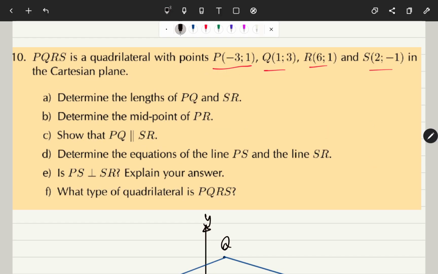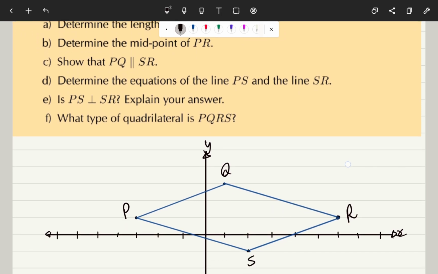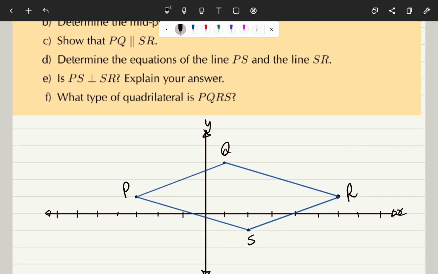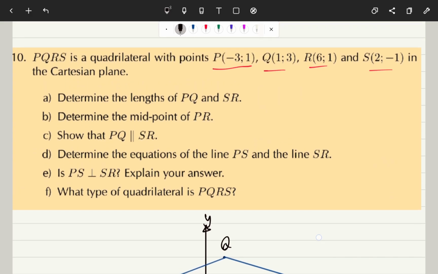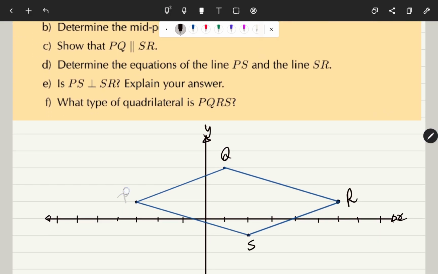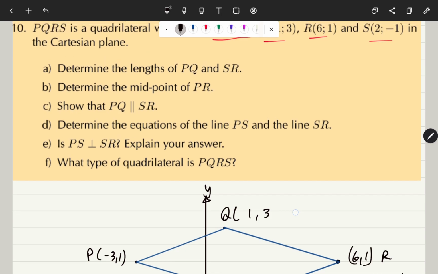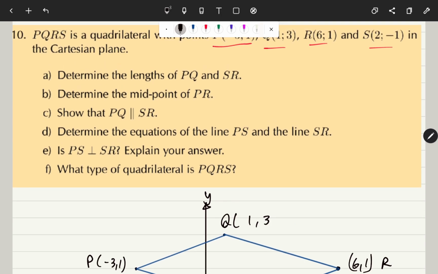Cool. So yeah, here's the Cartesian plane and what it looks like, having plotted those numbers. Perhaps I can also label them. So this is P, which is -3 and 1, and this is 6 and 1, which is R, and then Q is 1 and 3, and this one S, it's 2 and -1. Now they say calculate the length of PQ and RS.